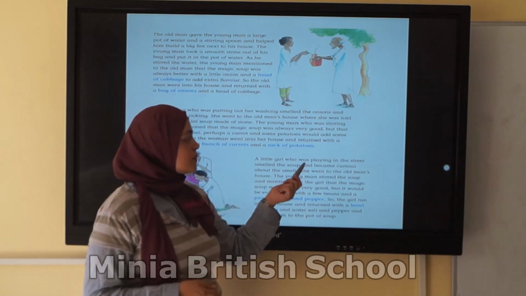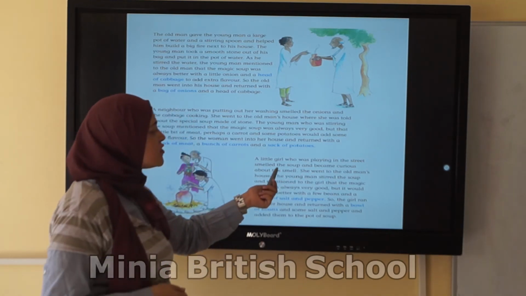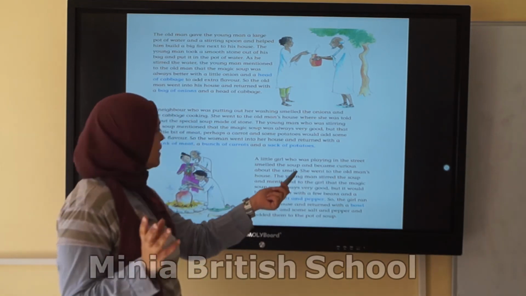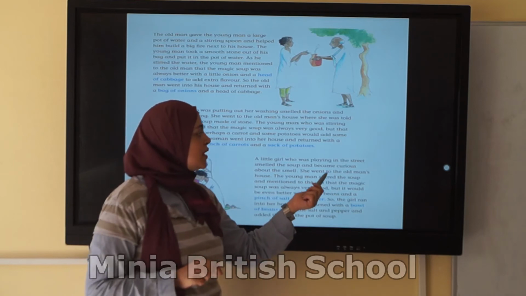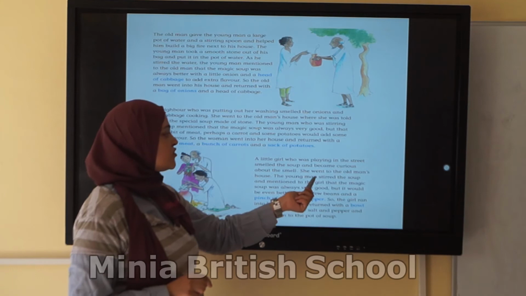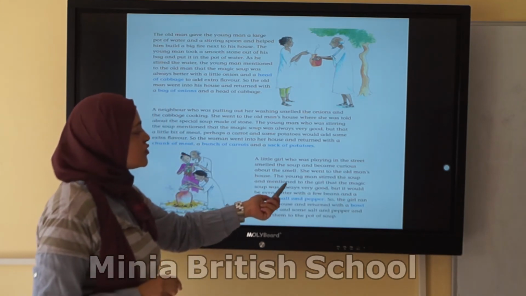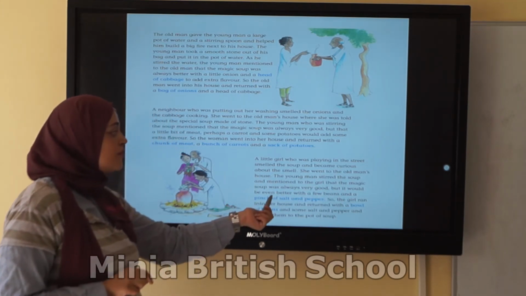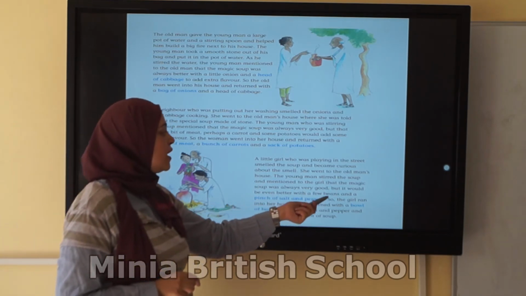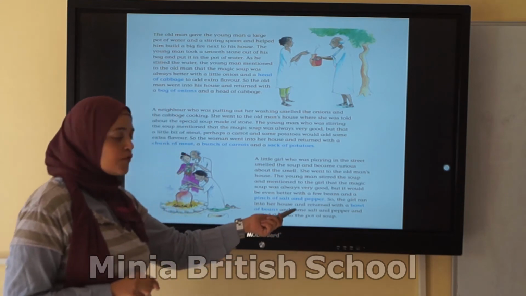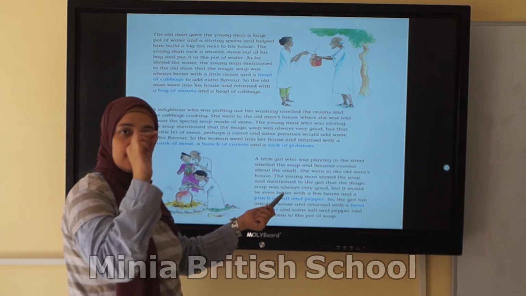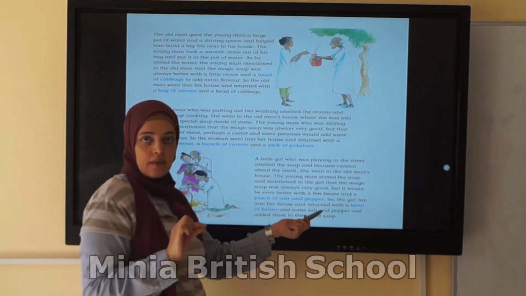A little girl who was playing in the street smelled the soup and became curious. She's eager to know what's happening about the smell. She went to the old man's house. The young man stirred the soup and mentioned to the girl that the magic soup was always very good, but it would be even better with a few beans. And of course we know what beans are. And a pinch of salt, a little bit of salt and pepper.